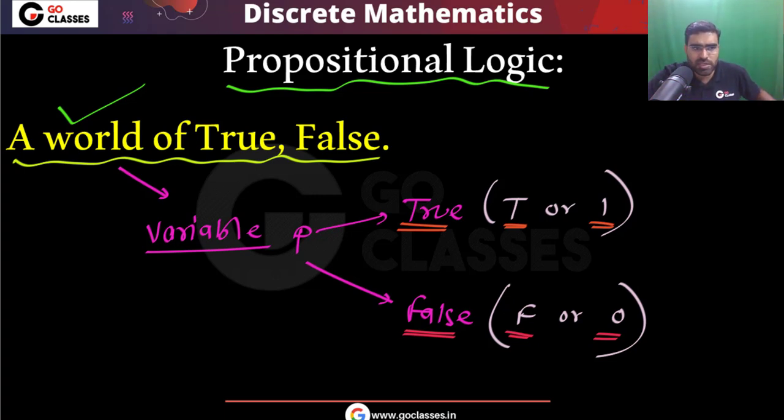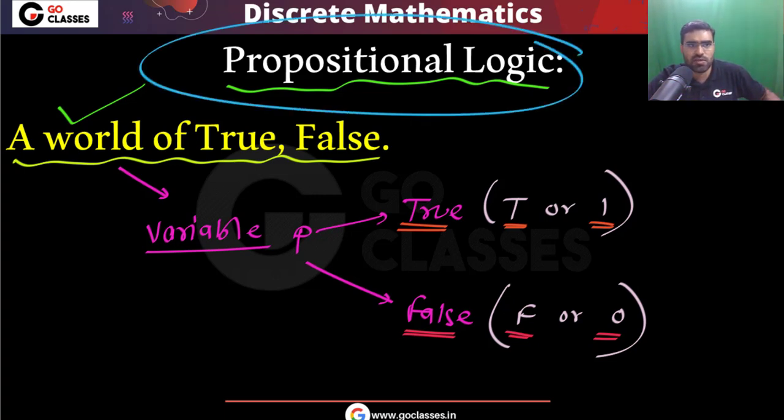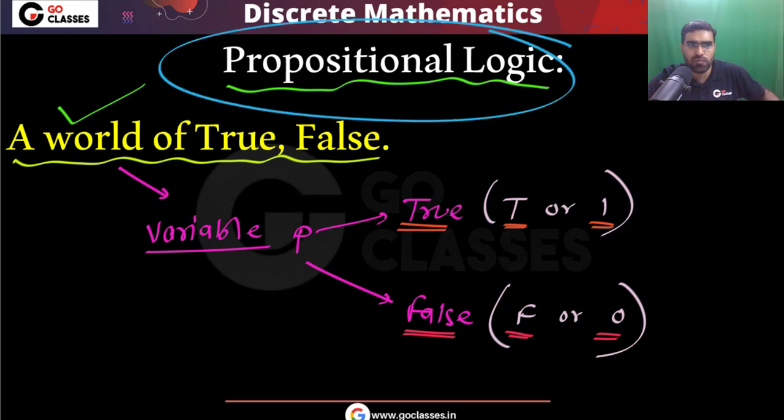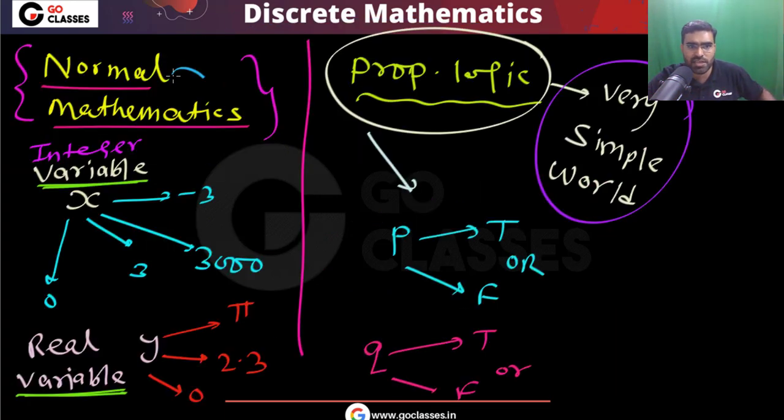Very simple thing: propositional logic is a world of true and false. This is a very simple world. If you notice, it is not as complicated as normal mathematics. In normal mathematics, variables can take many different types of values, so that is a very complex world. But the world of propositional logic is very simple. Every variable takes only two values, true or false.